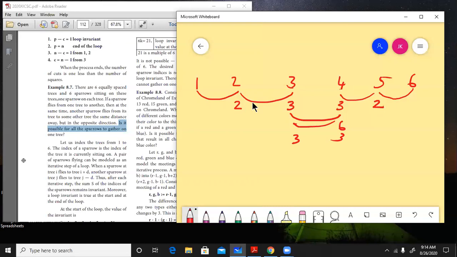So it is not possible if I have six trees and six sparrows. Whereas if I have seven sparrows and seven trees, one, two, three, four, five, six, and seven trees. Okay. So now what happens? From this place to this place, two sparrows. In this same way, simultaneously from 6 to 7, two sparrows.